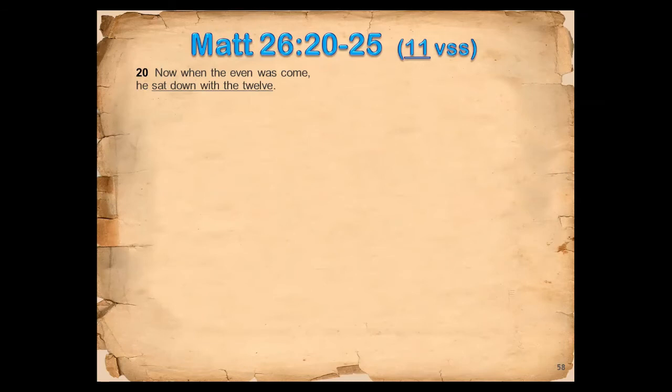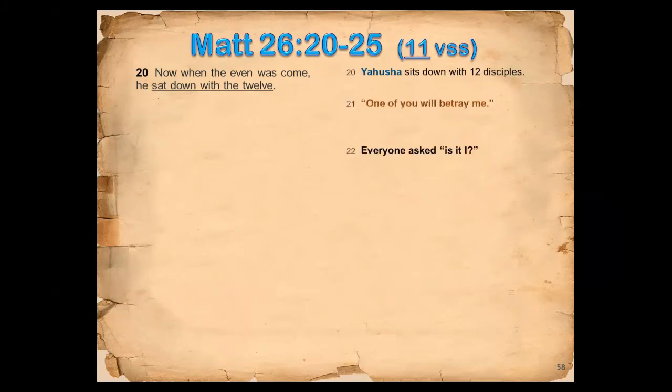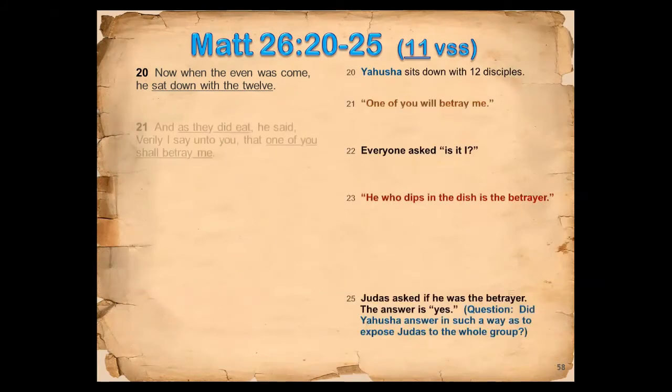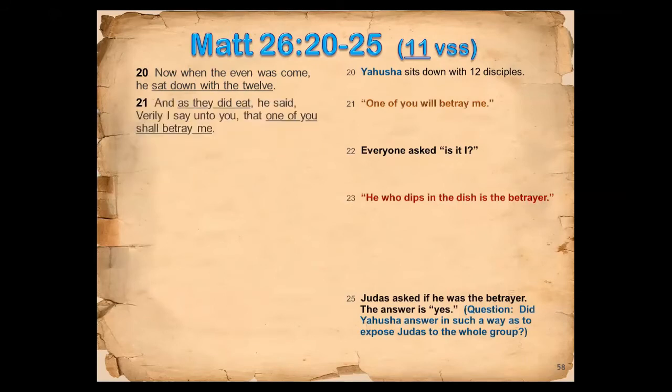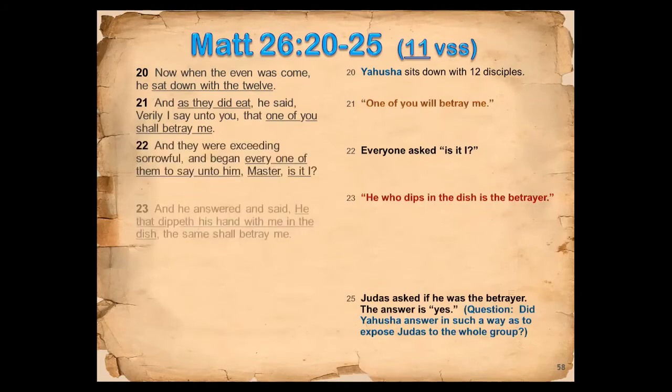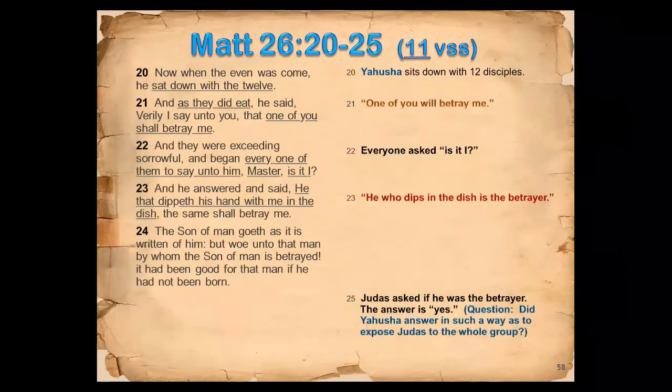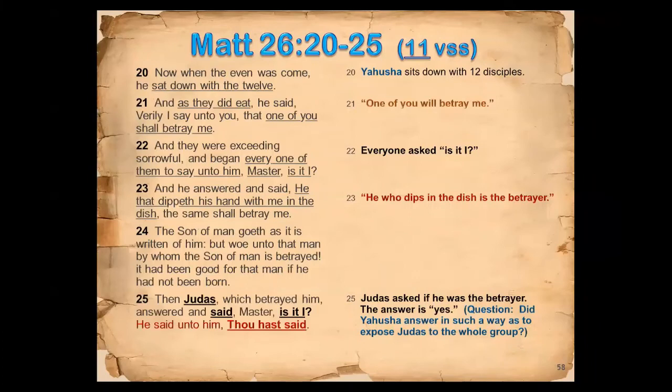He says, "Now when the even was come, he sat down with the 12. And as they did eat, he said, Verily I say unto you, that one of you shall betray me. And they were exceedingly sorrowful, and began every one of them to say unto him, Master, is it I? And he answered and said, He that dippeth his hand with me in the dish, the same shall betray me."